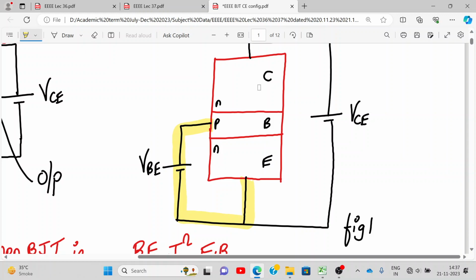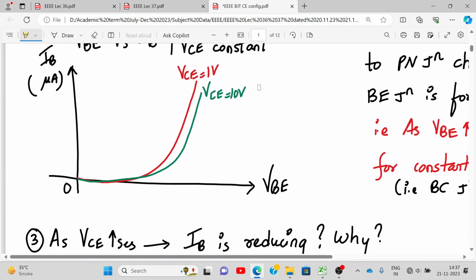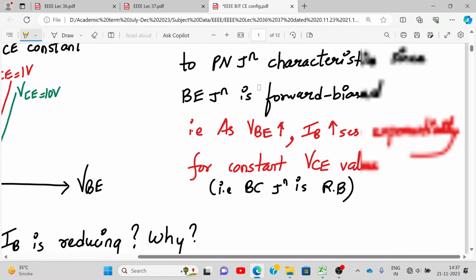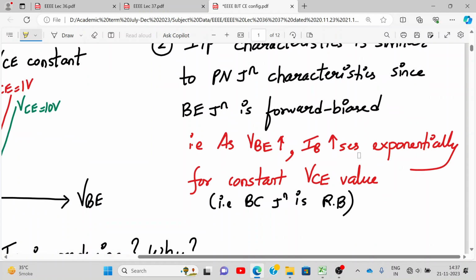So it's a PN junction, right? So current flows like in a PN junction forward bias. And how is that? Exponential in nature, right? So that's why you get an exponential graph. Understood this? Now, the thing which I have to explain is why is the graph different for different values of VC, right? Correct? For VC equal to 10 it is higher, right? Current is a little bit on the other side. So the input characteristics is similar to PN junction characteristics since base emitter junction is forward bias. So if VB increases, IB increases exponentially for a constant VC value.